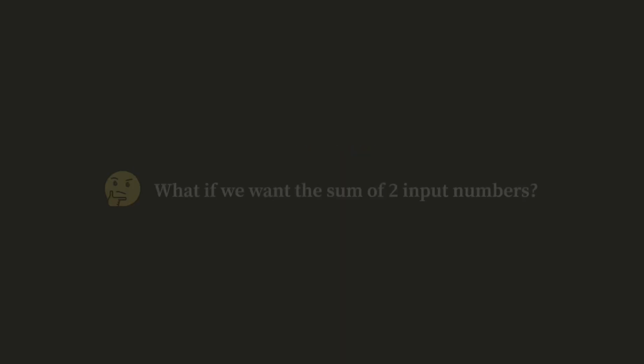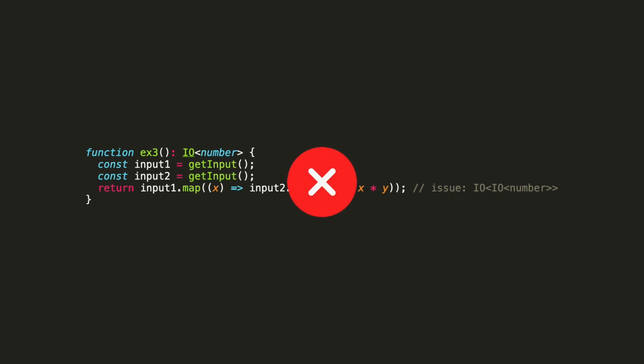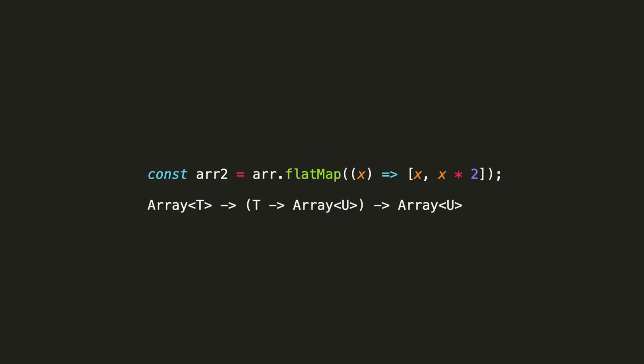Now, what if we want to add 2 input numbers? Maybe we can try using map? Well, now we've got nested IO, which is not the return type that we want, so that doesn't work. Remember flatMap, which we introduced earlier? The type of flatMap for arrays looks something like this. It takes an array and a function and returns a new array. If IO also has a flatMap, the type will look like this. Since flatMap removes the additional layer of IO, with the help of flatMap, now we can add two numbers and obtain the sum.